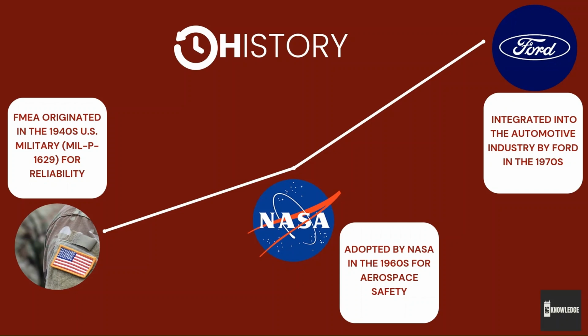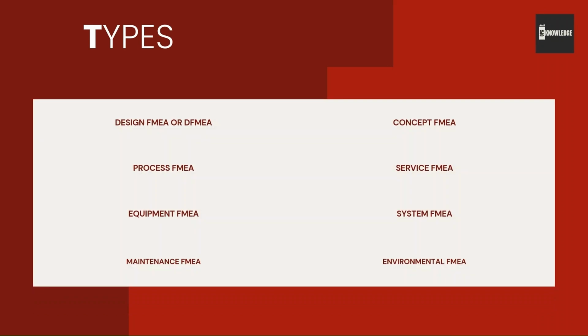Now let's talk about the types of FMEA. There are a total of 8 types of FMEA, in which the first one is design FMEA or DFMEA, process FMEA or PFMEA, equipment FMEA or EFMEA, maintenance FMEA or MFMEA, the concept FMEA, the service FMEA, the system FMEA, and the last one is the environmental FMEA.